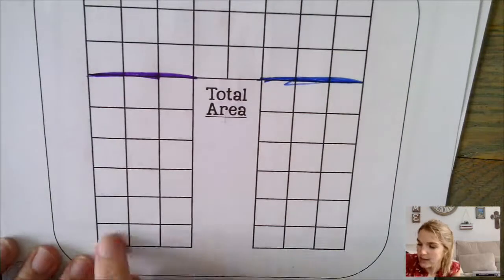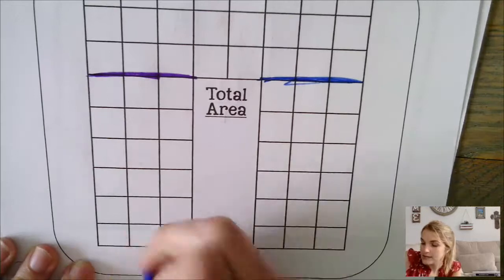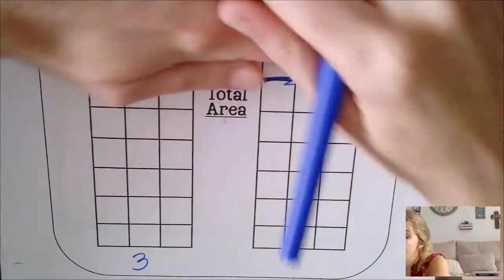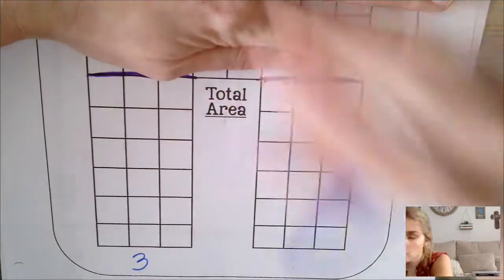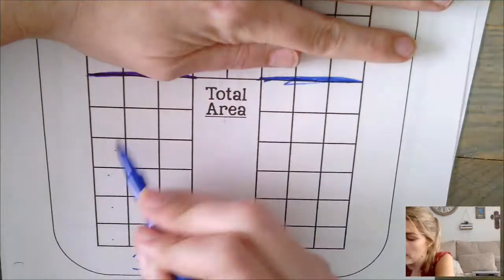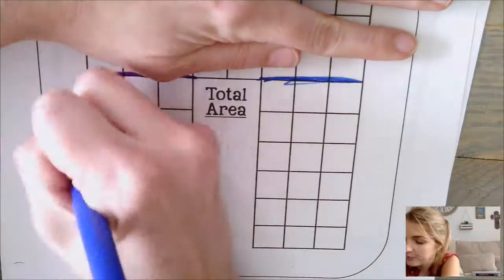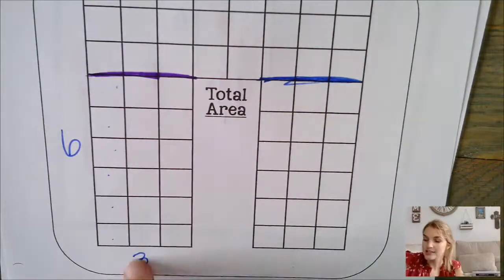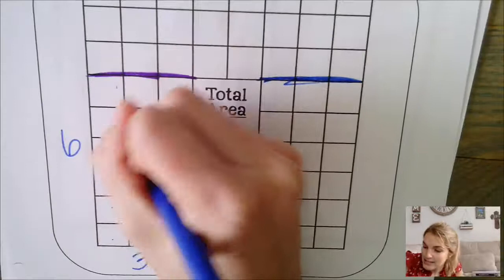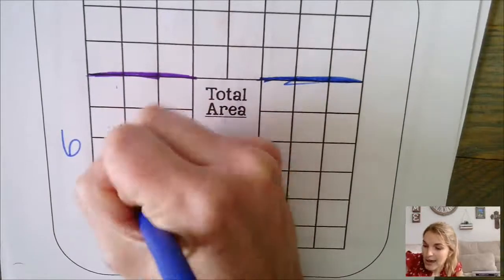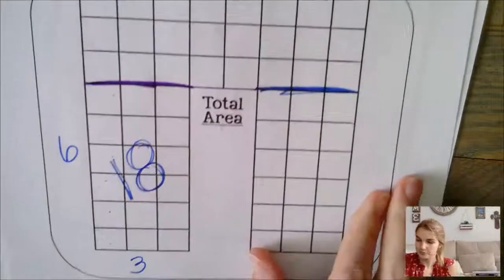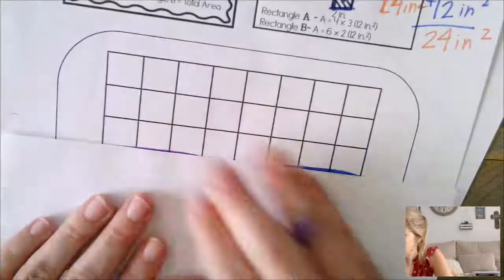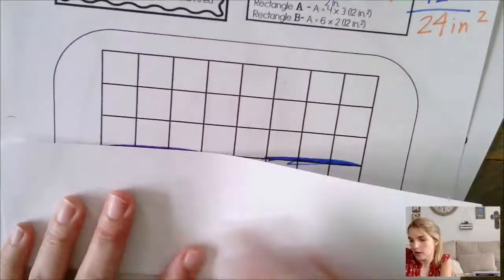So let's see. We know the width of this is 3. And we know the height of just this rectangle is 1, 2, 3, 4, 5, 6. So instead of counting them all out, we know that 6 times 3 is 18. So there are 18 units here. Let's look at our next rectangle. I'm going to fold this over so we're not distracted by any of those other rectangles.